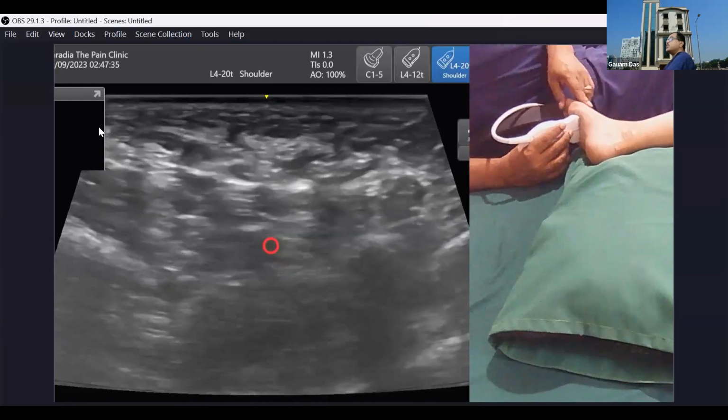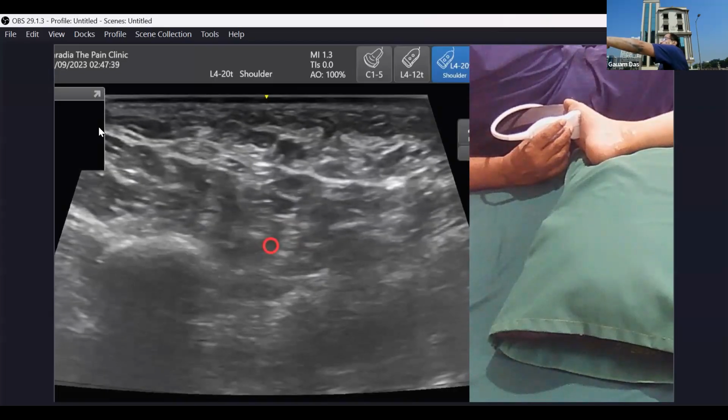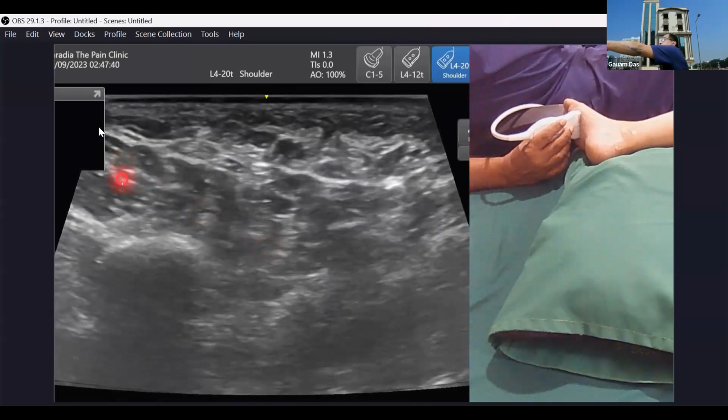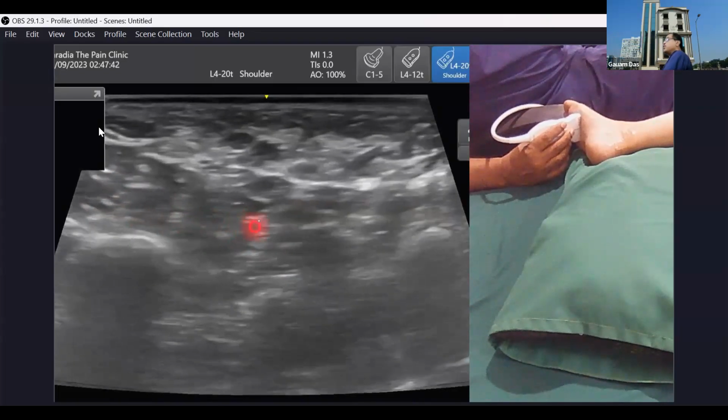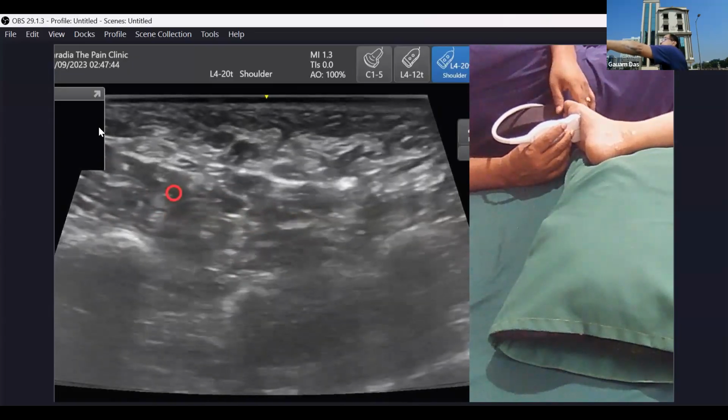If you are going more towards this side, you will be having the flexor muscles. This is the flexor muscles, two heads of the flexor muscles. And here is your adductor muscles. I'm holding this, so this is the horizontal part of your adductor muscles.